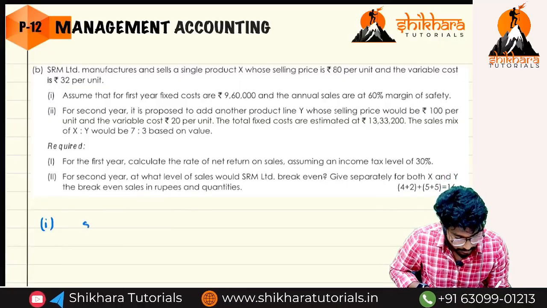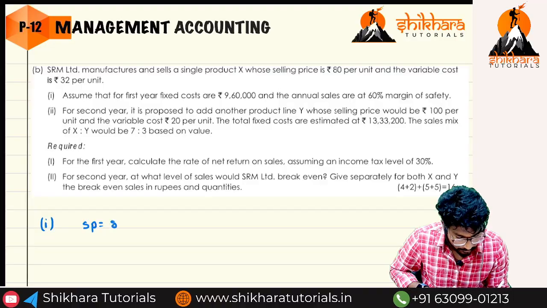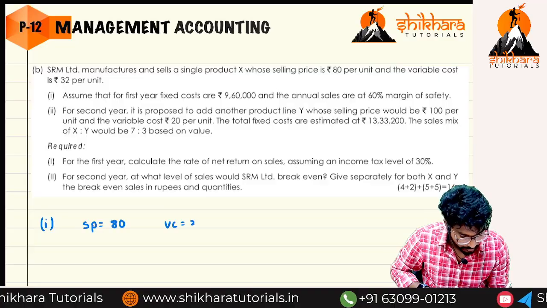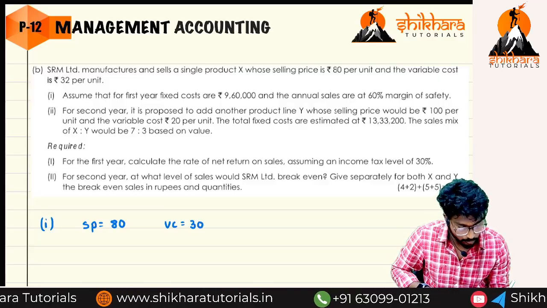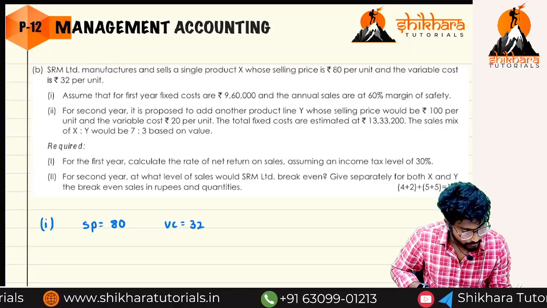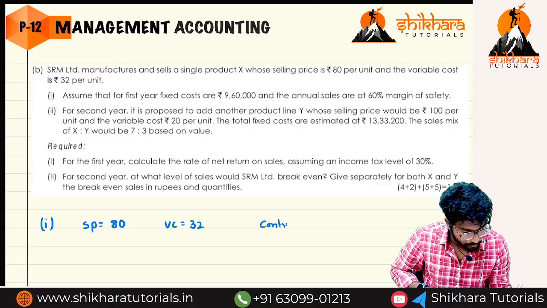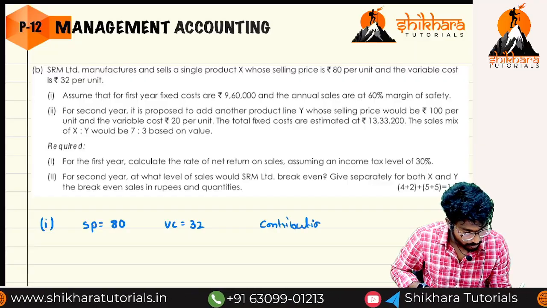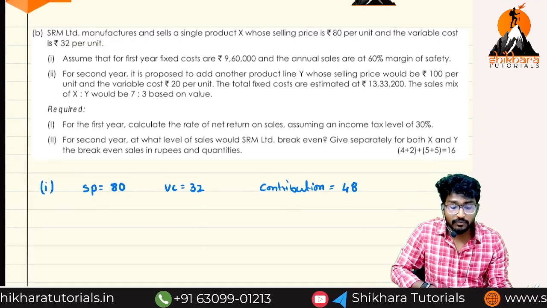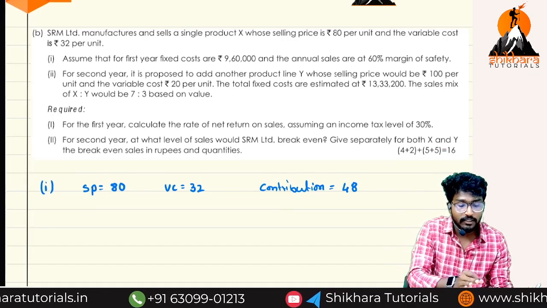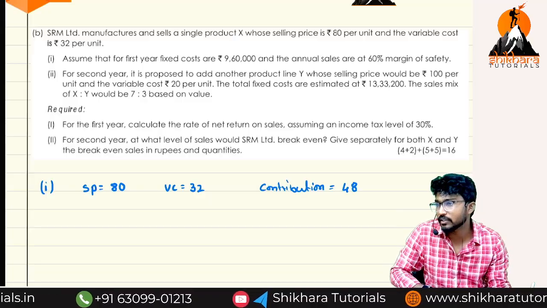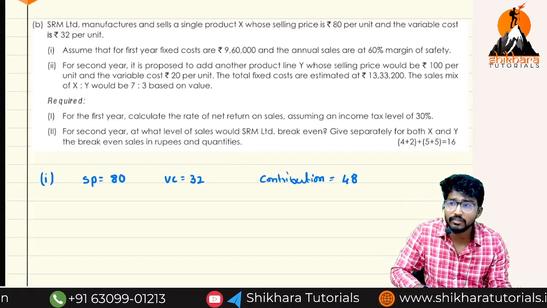First, what is the selling price we have? 80. Now what is the variable cost we have? 32. Next, what is the contribution? What is the contribution, Nana? 48. Now, assume that for the first year fixed cost is 9,60,000 and the annual sales are at 60% of margin of safety. Annual sales are at which percent?